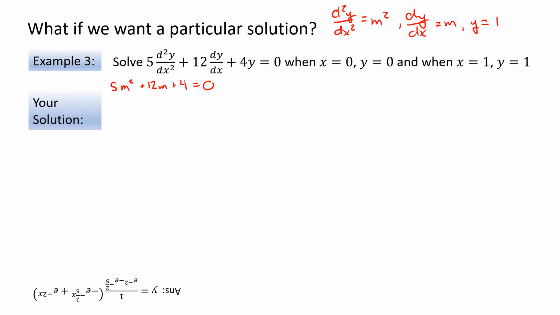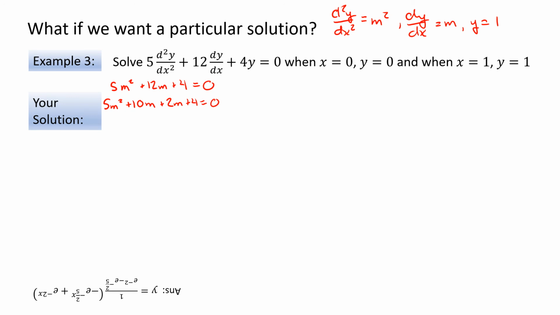So in this case, remember we have a value before the m squared term of 5. So we have to multiply the 5 times the last term, which is 4, and that's 20. And then we have to figure out numbers that multiply to positive 20 and add to positive 12. And those numbers are positive 10 and positive 2. So I rewrite this as 5m squared plus 10m plus 2m plus 4 is equal to 0.